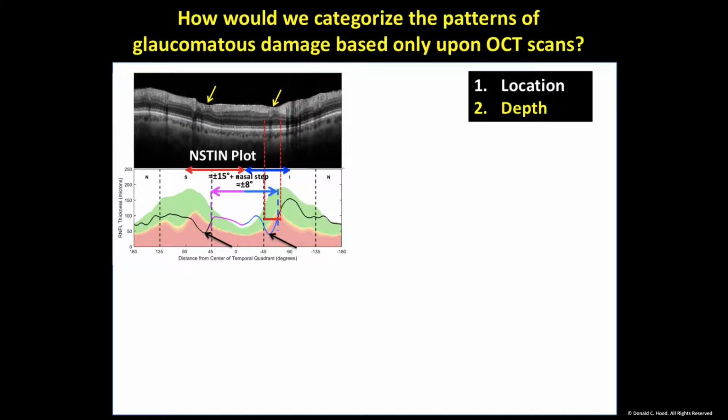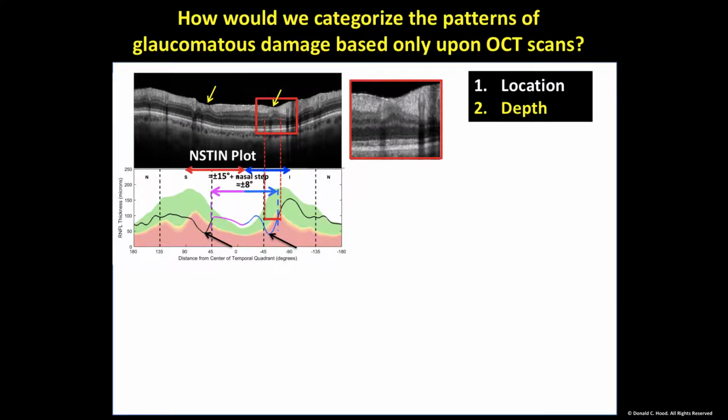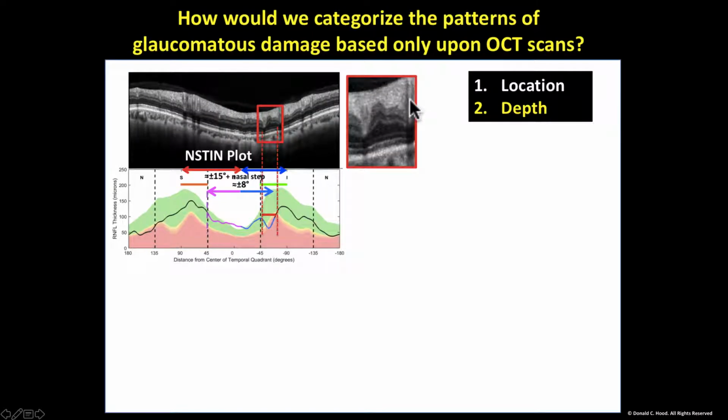So what do I mean by depth? Well, let's blow this up. You'll notice that this is retinal nerve fiber layer. There's almost no retinal nerve fiber layer left in this region right here. Right? Here's a second eye. This is not the same eye. Right? So that's the first eye. This is the second eye. This eye also has damage in the macular vulnerability zone, almost exactly in the same location here, right?